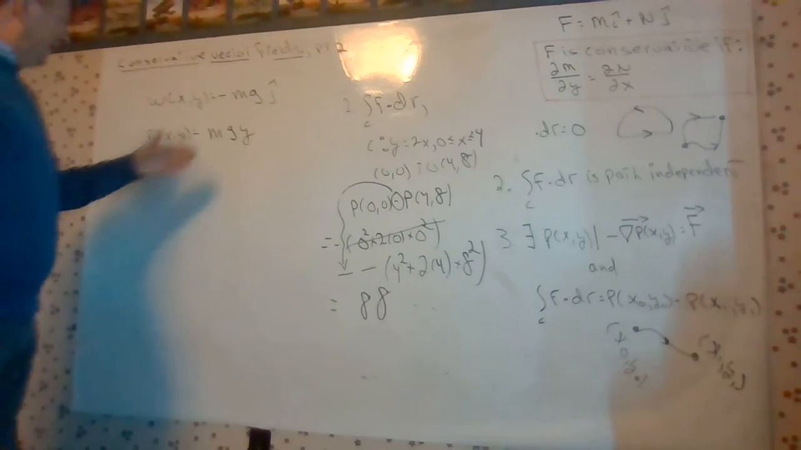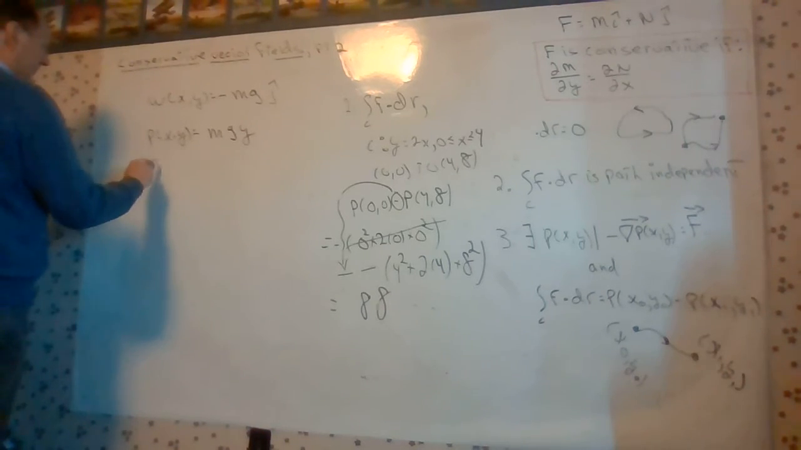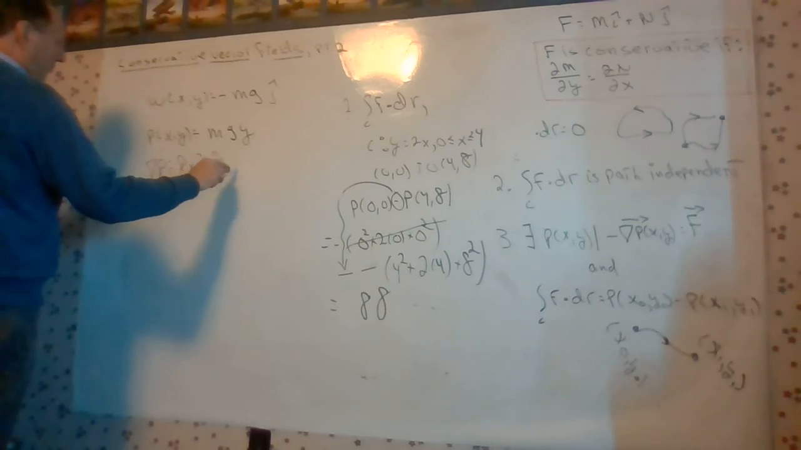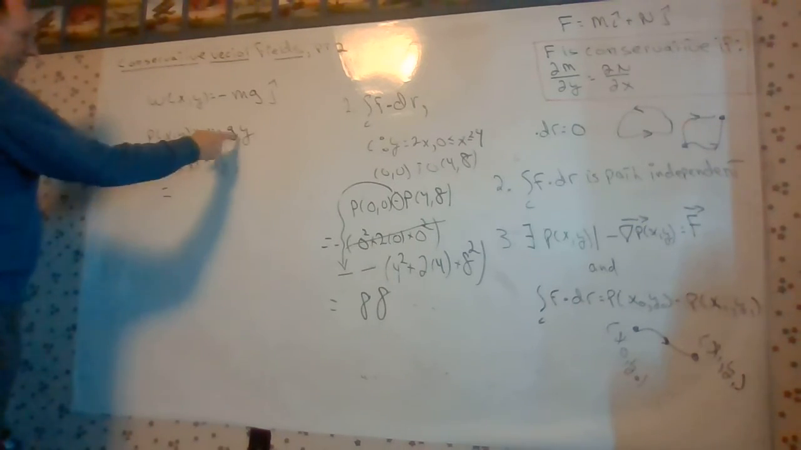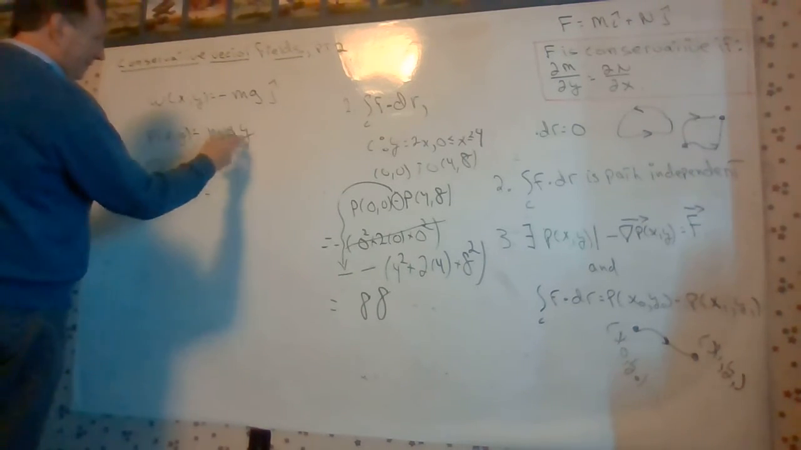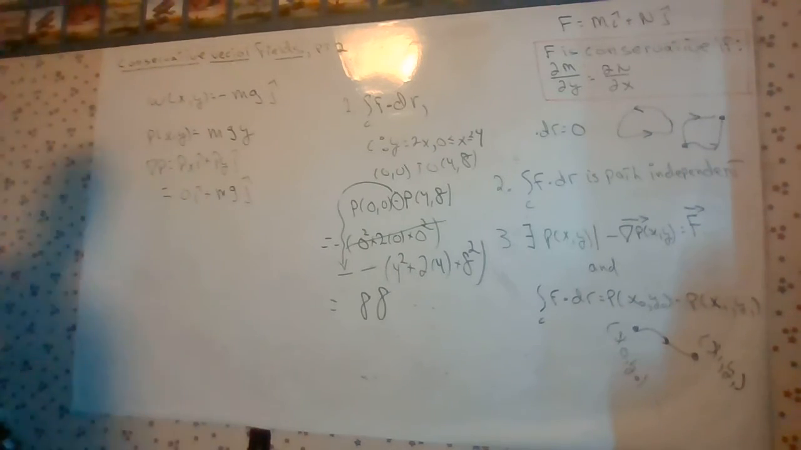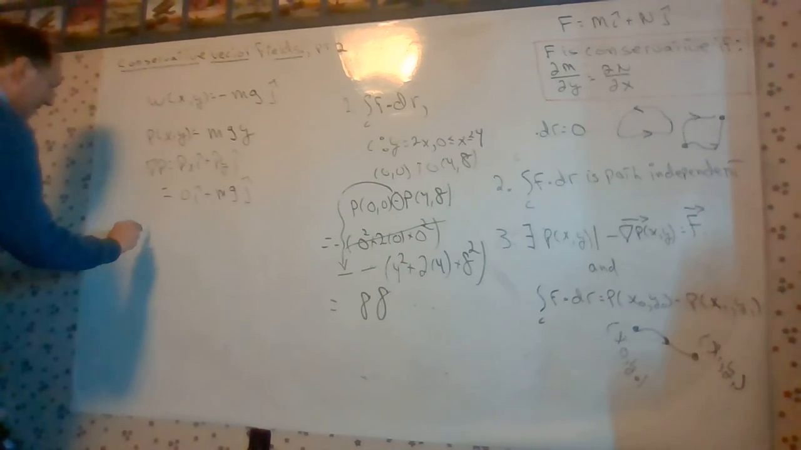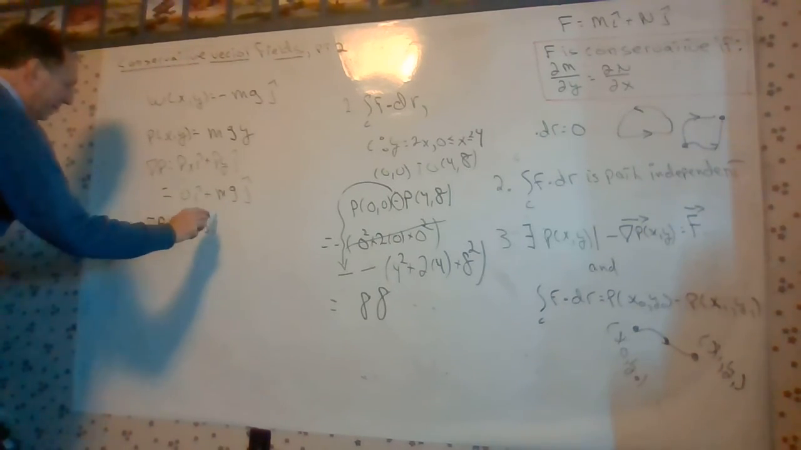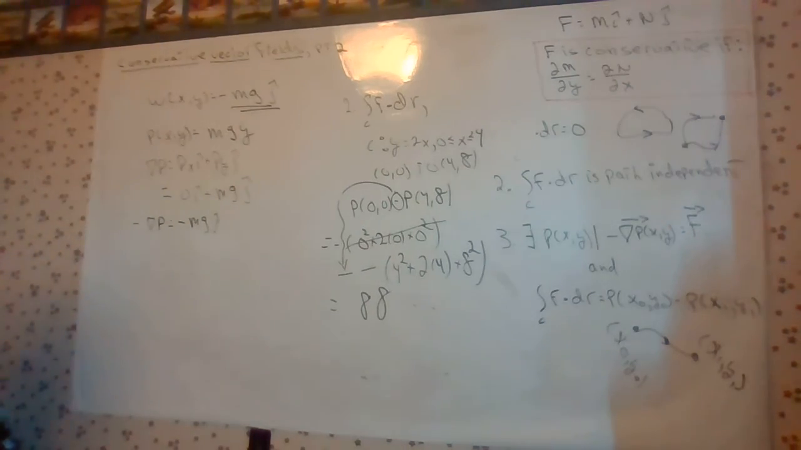So, guess what happens? What's the gradient of P? It's P_x i plus P_y j. In this case, the x partial is 0, and the y partial is mg j. Now, what's the negative gradient? This is negative mg j. Okay, it's right here. So that agrees with basic high school physics.